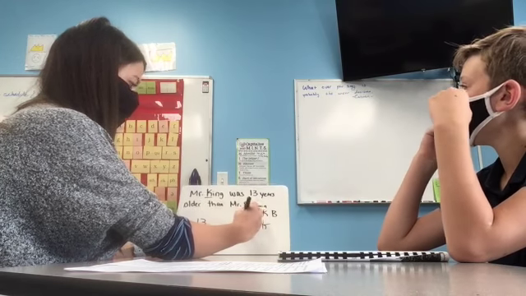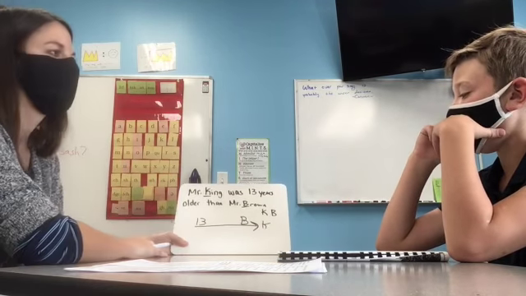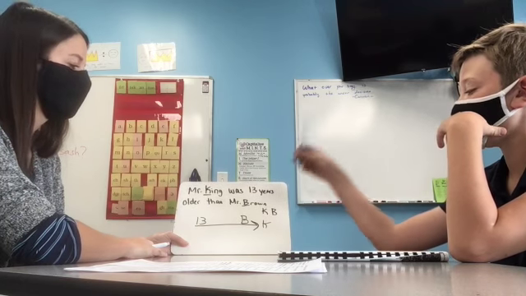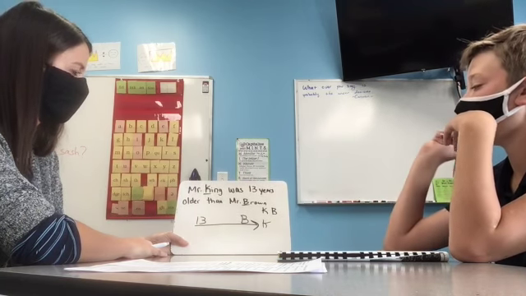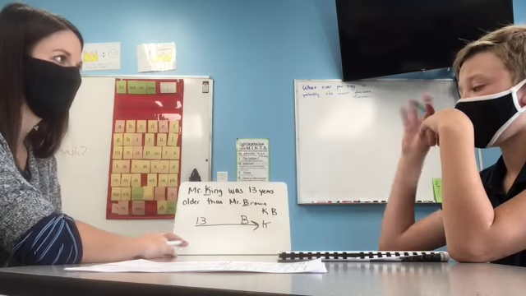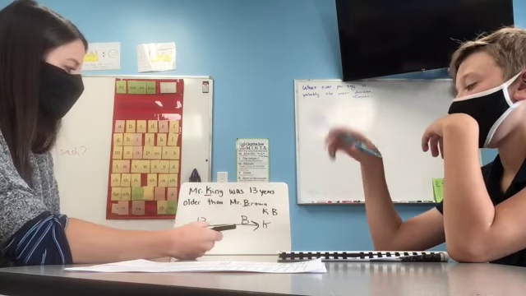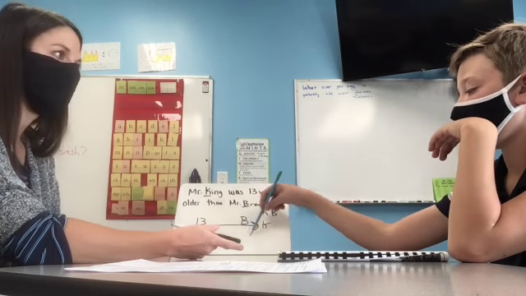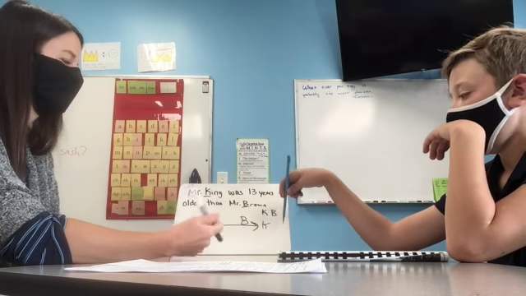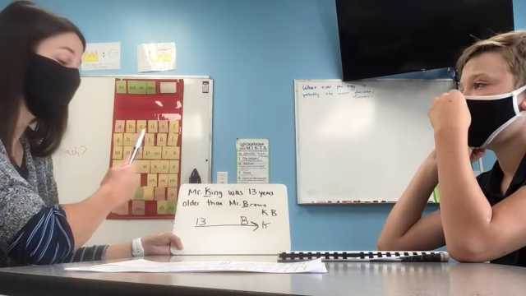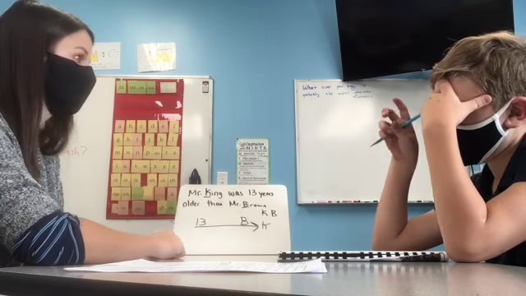How did you know that? Because it says King was 13 years older. Older means higher. Nice, great. He has to be the bigger number if he's older. Yeah, so this one's kind of like an escalator going up and down. So how would you find it out? What's a problem you could do if you had two numbers?